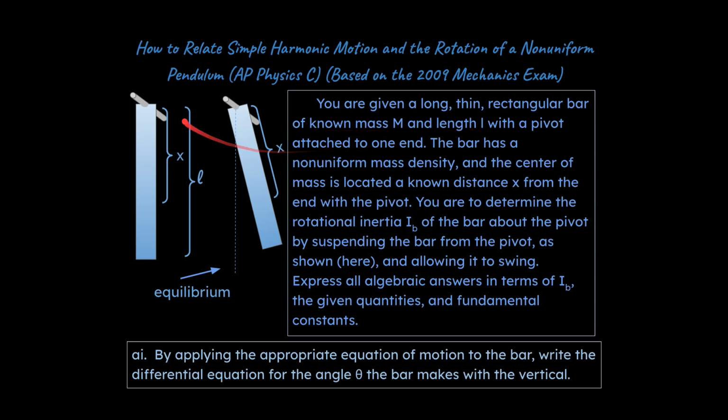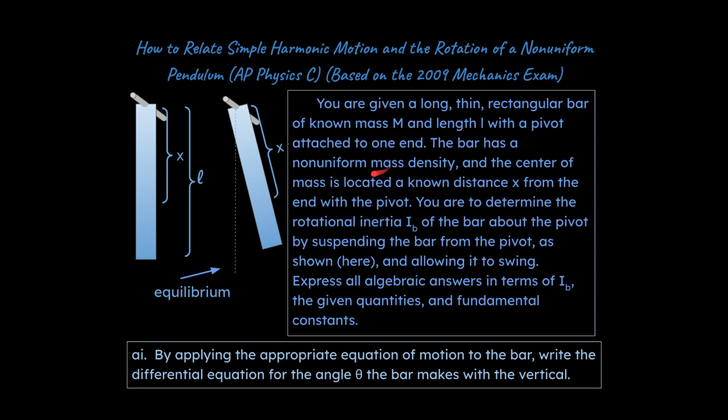So you're given a long, thin rectangular bar of known mass m, we know the mass, and the length L with a pivot that's up here attached to one end. The bar has a non-uniform mass density. I've tried to draw the image here in such a way that you get the idea that it's more dense towards the bottom. This X is going to be where the center of mass is. Notice it's not in the middle, it's some distance below the middle.